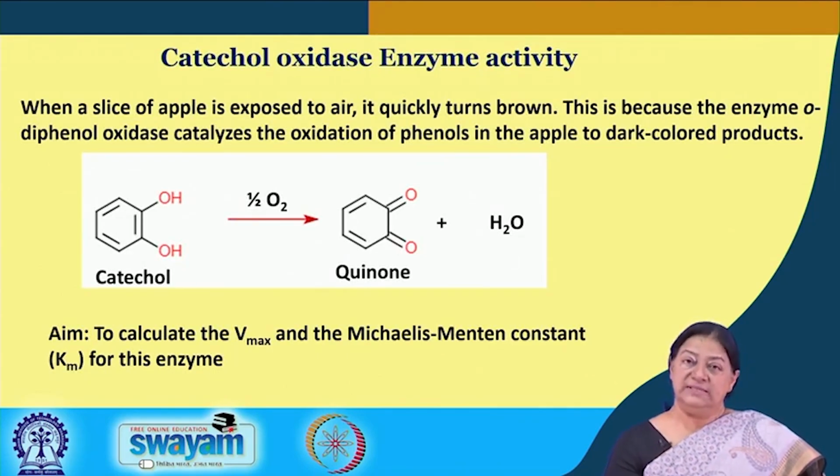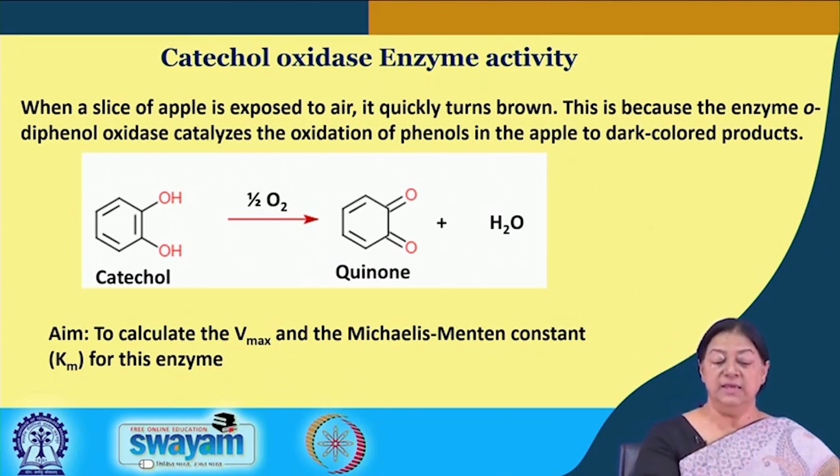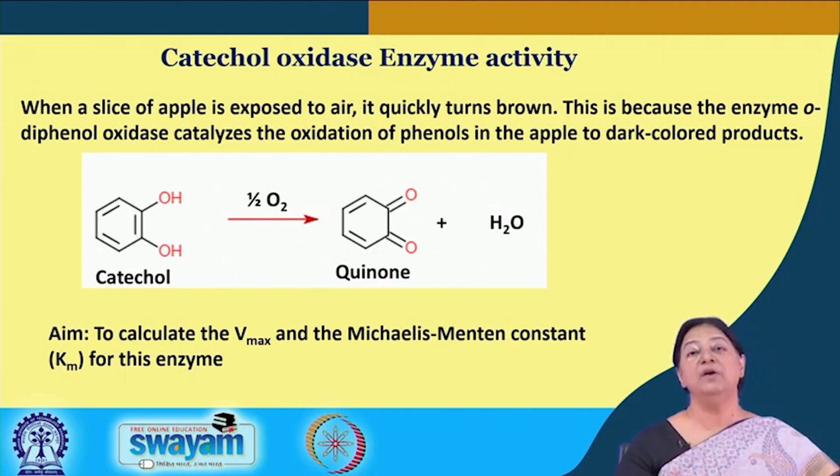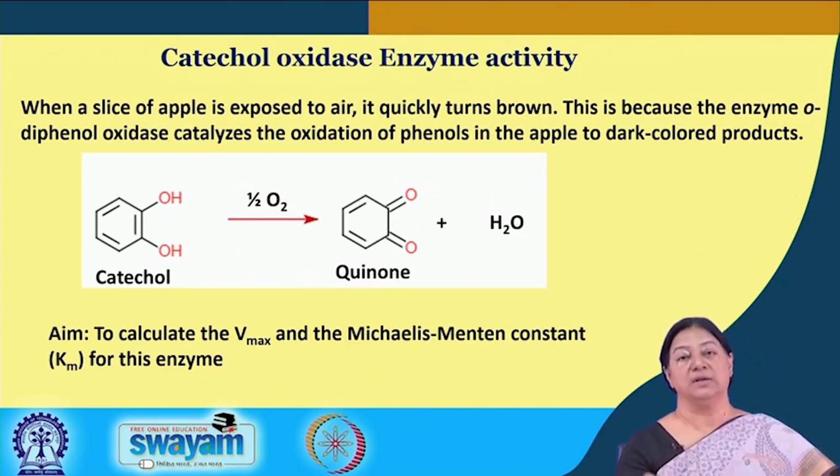In the catechol oxidase enzyme activity, the experiment that is going to be demonstrated to you, if you look at a slice of apple, all of you have eaten an apple. If you keep the apple exposed to air, what happens? It turns brown. Now, why does it turn brown? There are enzymes that catalyze a reaction. In the apple, there are polyphenols. So, we have polyphenol oxidases. What do they do? They oxidize the polyphenol to dark colored products.